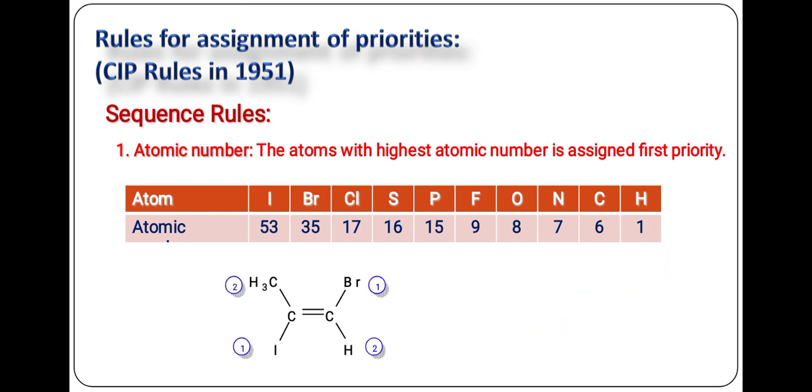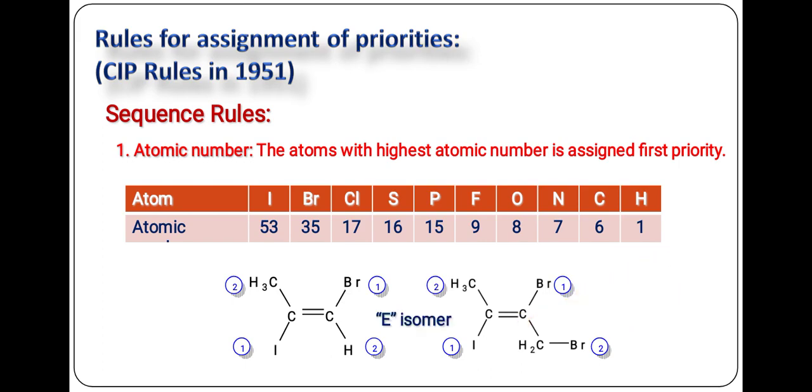Here molecule is there. In iodine and hydrogen, iodine has the highest atomic number, so first priority, and hydrogen second priority. In methyl and bromine, Br has the highest atomic number, so first priority, and methyl second priority. Here iodine, CH2Br, Br, CH3: iodine has first priority, methyl second priority. Bromine has first priority, CH2Br second priority.